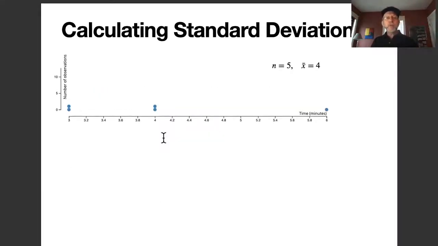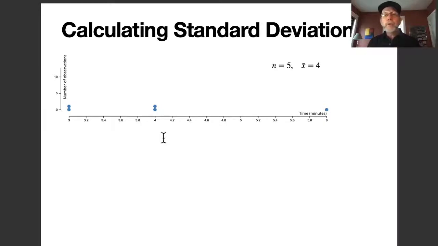So let's see how this works with an example. I'm showing you a dot plot of 5 data points here. These are measurements of the amount of time in minutes it took 5 school children to solve a certain math problem. So we have 2 measurements at 3 minutes, 2 at 4, and 1 at 6 minutes.